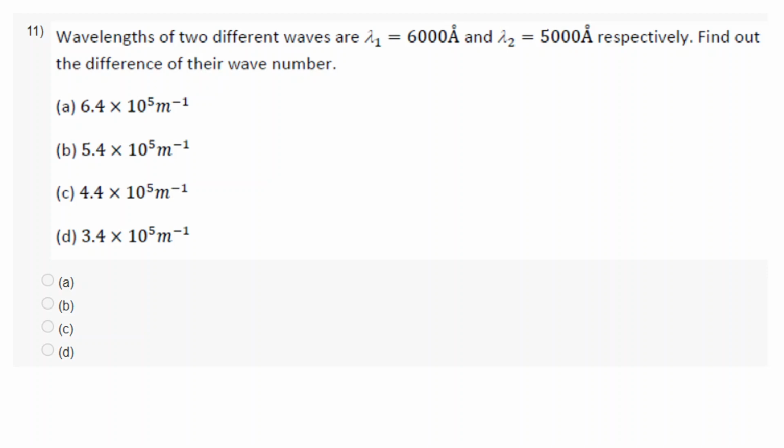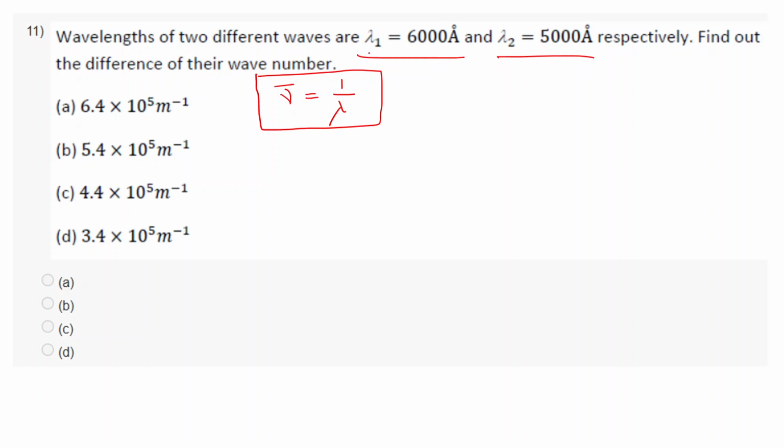This is the next question. The wavelengths of two different waves are 6000 angstroms and 5000 angstroms. Find out the difference of their wave number. Okay, wavelengths are given, we need to find the difference in their wave number. So if you recall the relation between wavelength and wave number, wave number is given by 1 over wavelength.